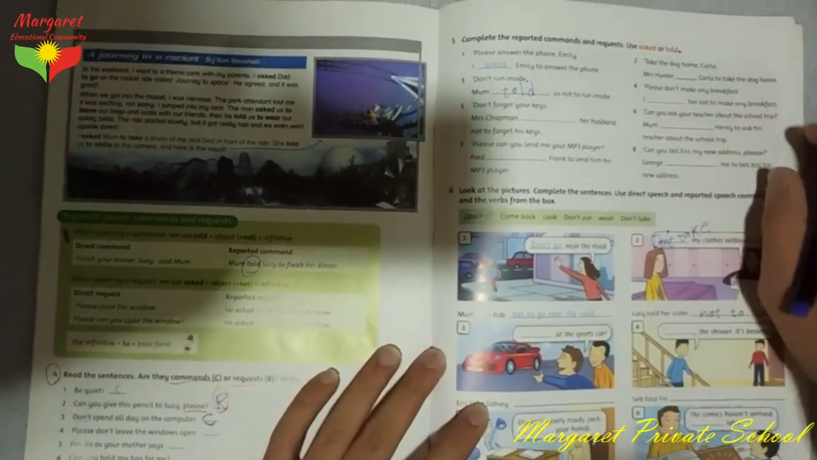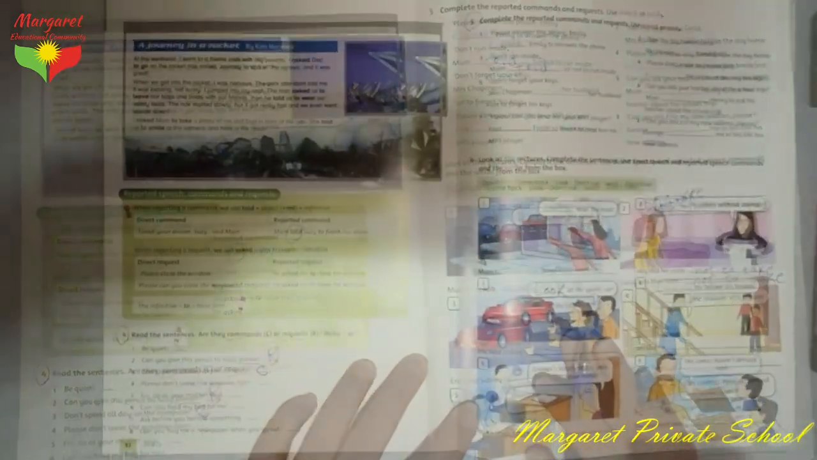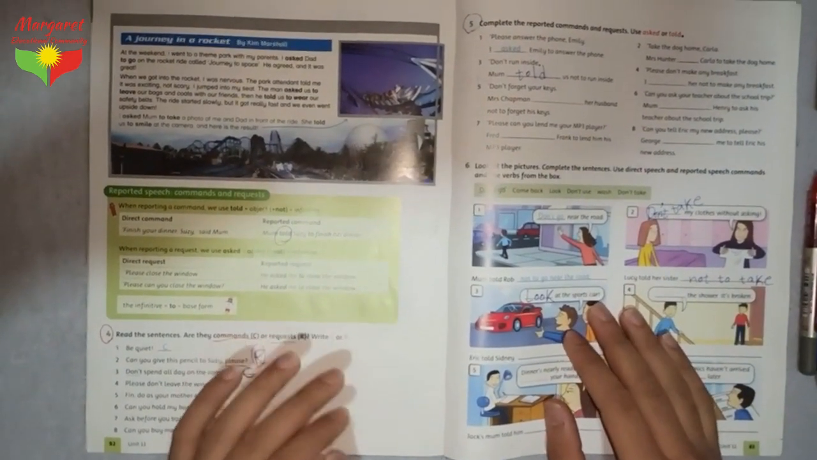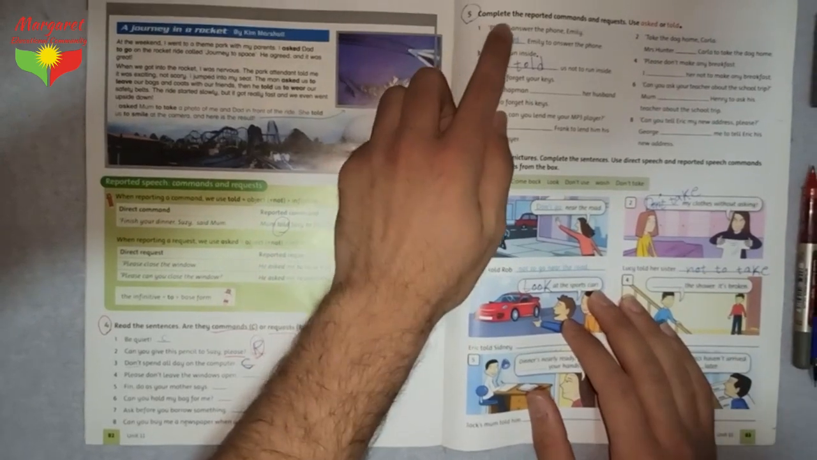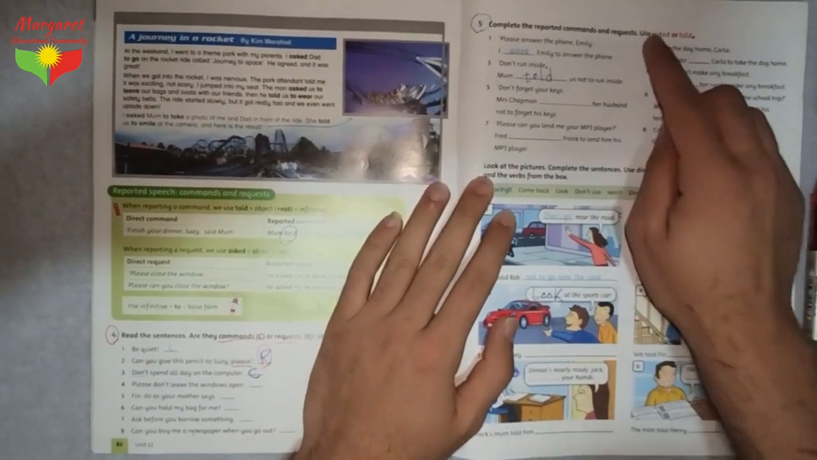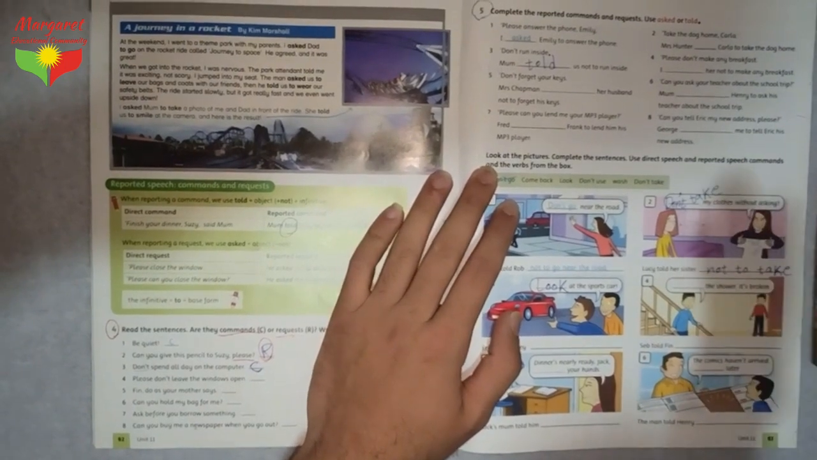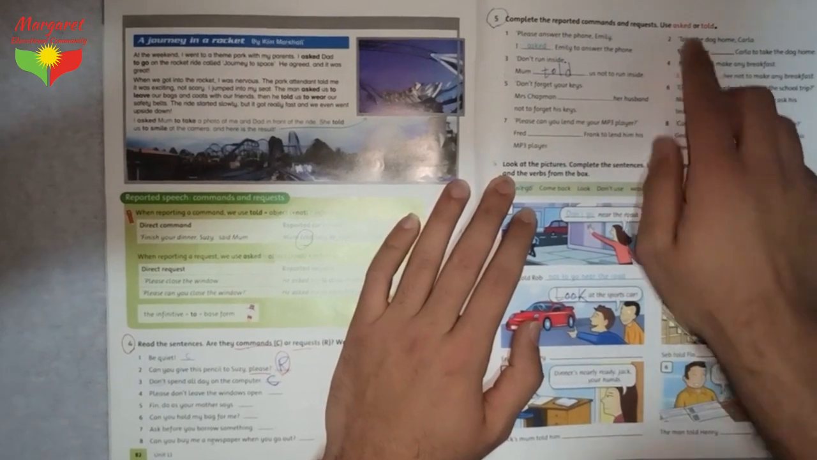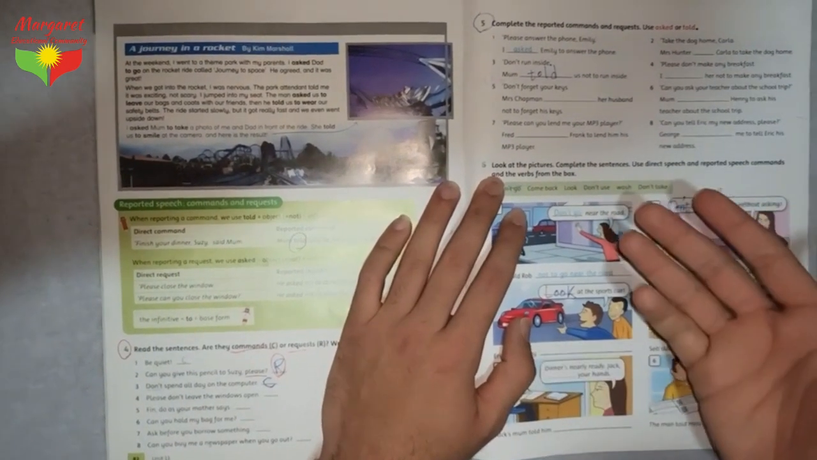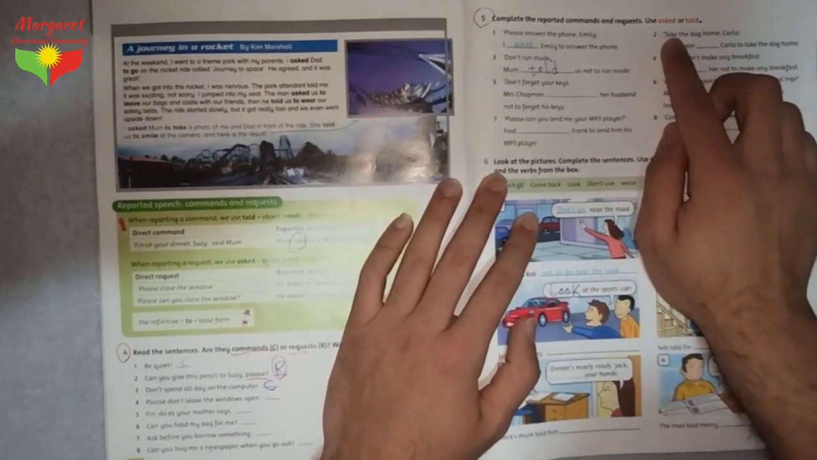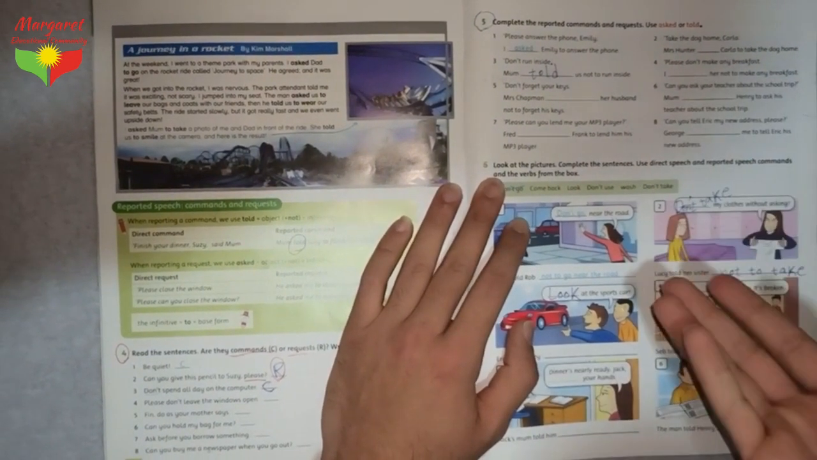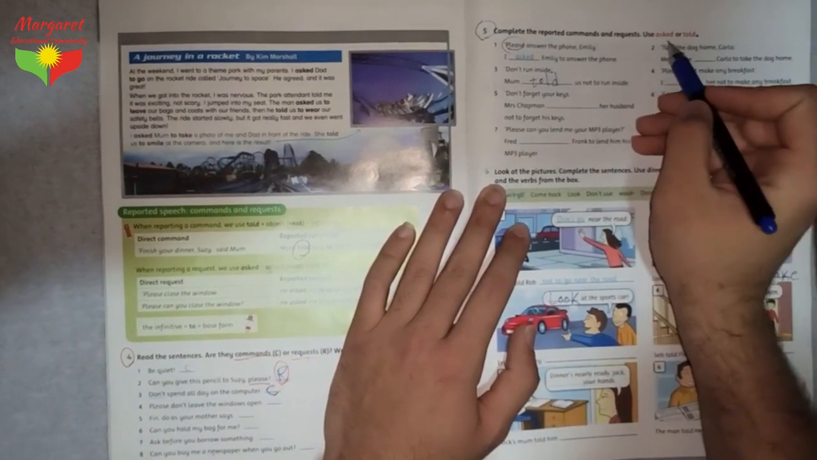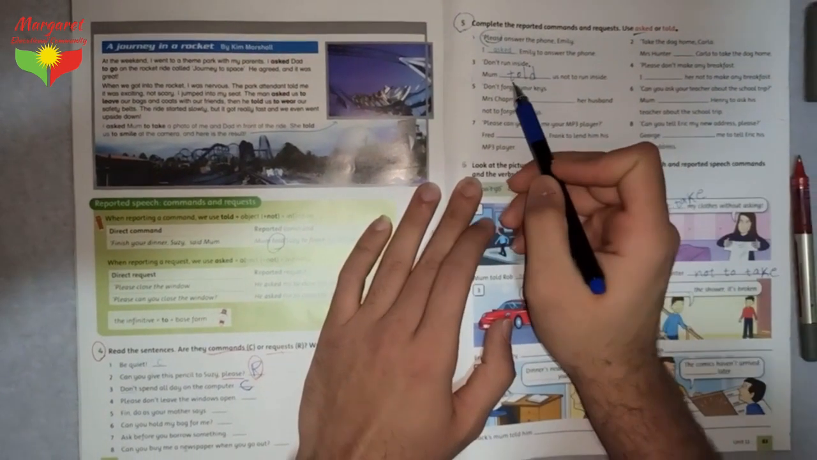My dears, for activity 5, now we start with activity 5. Here it says complete the reported commands and requests. Use asked or told. So, guys, the important thing here is to recognize where to use asked and where to use told. You have to know what the sentence is. If the direct speech has please in the sentence, like this one, we use asked. If there is no please, we use told. Okay? Number 1 is done.